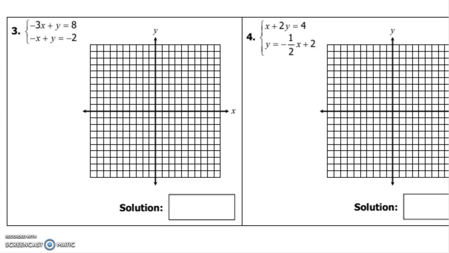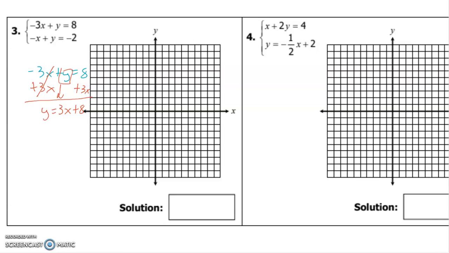Alright, so for number 3, I have negative 3x plus y equals 8, and I'm trying to get the y to be first. So instead of negative 3x, I want to do the opposite. I'm going to add 3x to both sides. And when I do that, the negative 3 and the positive 3 will cancel. The y will come down. So I'll get y equals positive 3x plus 8.